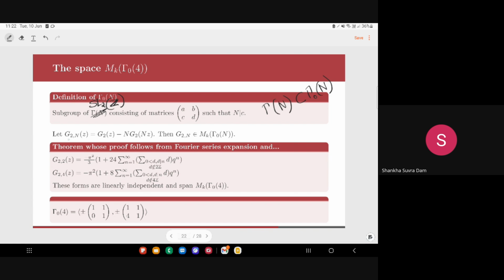And now we define G2n to be the difference of this. Then we can show that G2n would be a modular form with the group being gamma naught of n. Like for all matrices in gamma naught of n, we have that f of AZ plus B by CZ plus D is equal to CZ plus D to the power k times f of Z. But this will happen only for matrices in gamma naught of n.